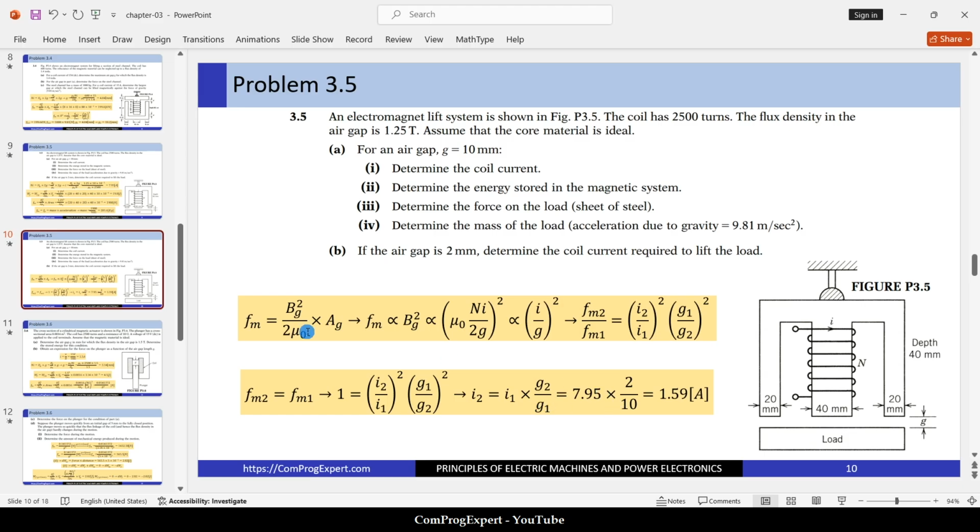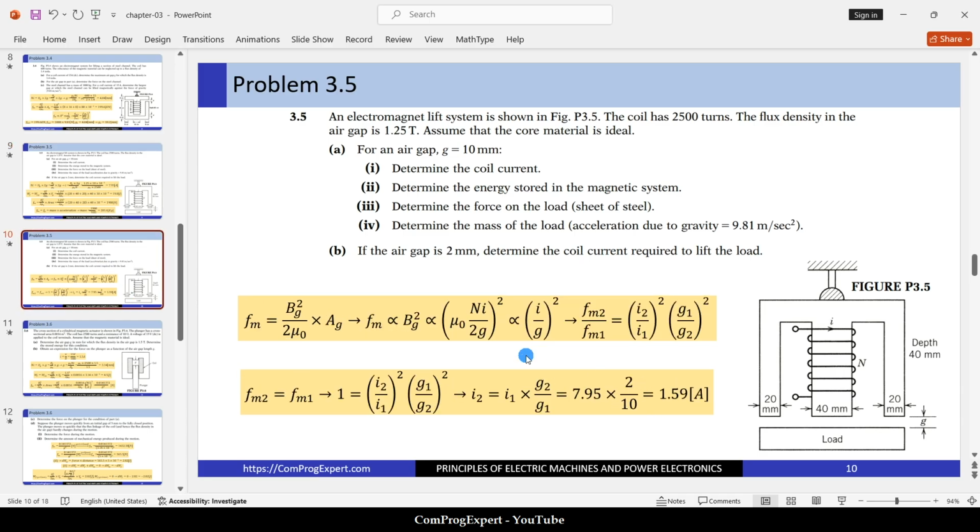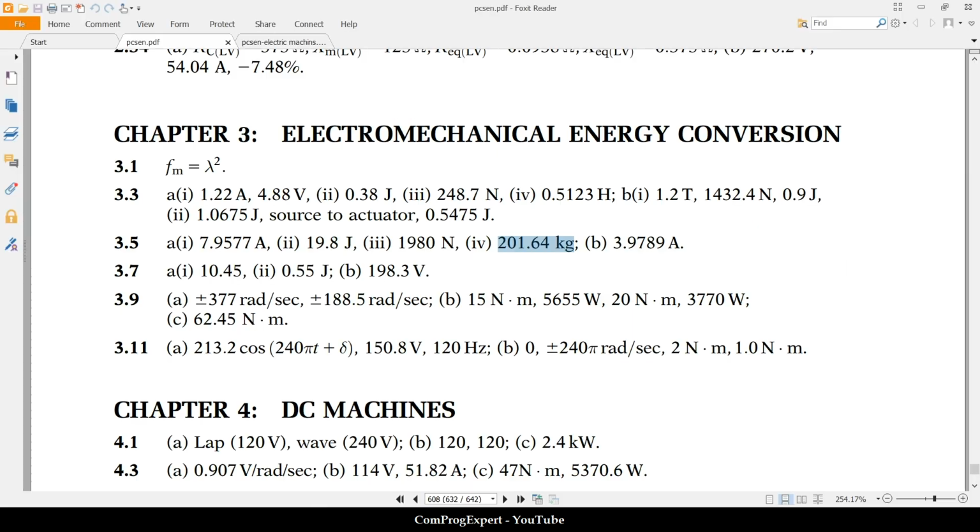If you replace the numbers, this is I1, 7.95, times the new air gap thickness, 2, divided by 10. That is equal to 1.59. So a much lower value for the current. As you can see, for the same value of the force, when we reduce the air gap linearly, the value of the current also will decrease linearly.